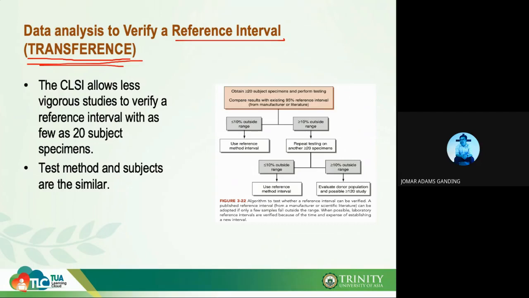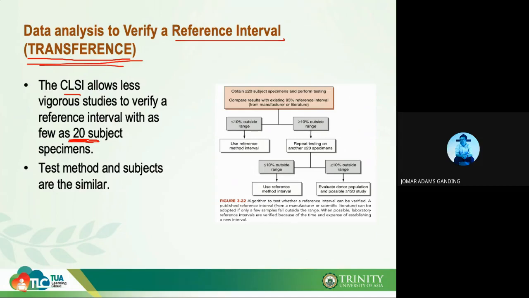What is transference? So in transference, the CLSI allows the laboratory to use a less rigorous study to verify a reference interval. Okay? So take for example, you want to put up a reference interval but you just want to copy, you do transference. So instead of 120, you would just be testing 20. Okay? You would just be testing 20 subjects minimum.